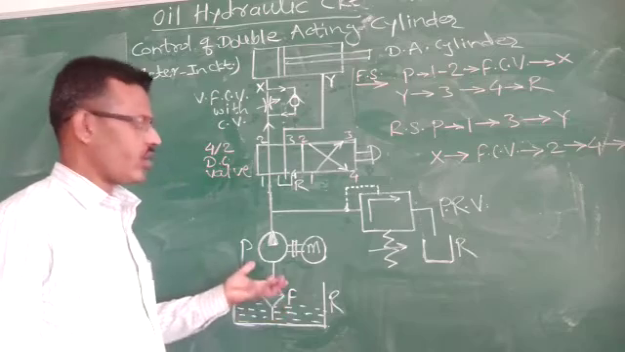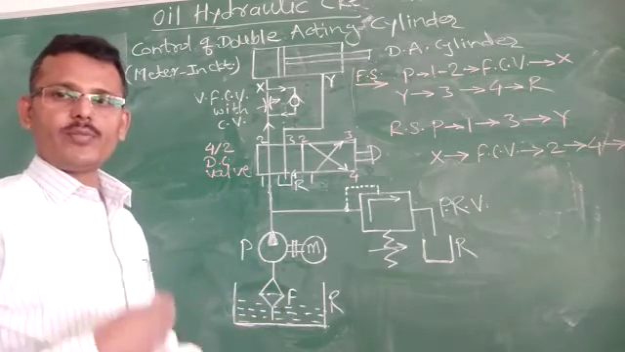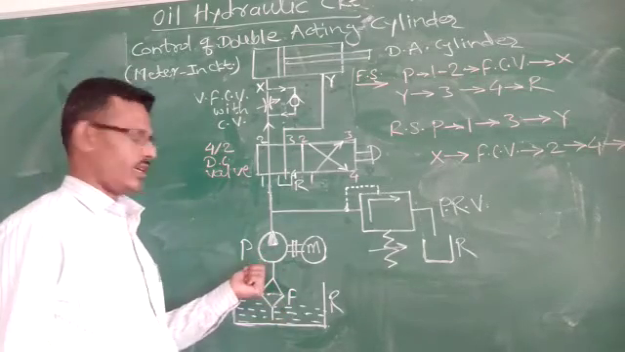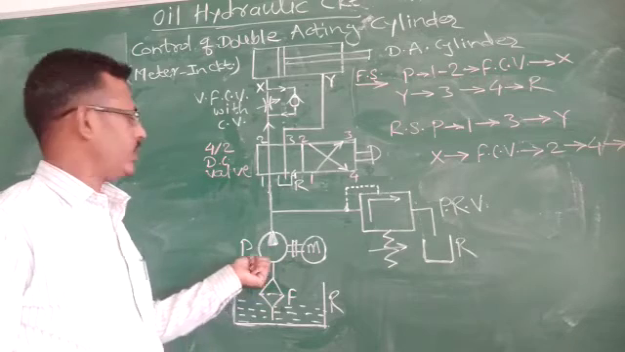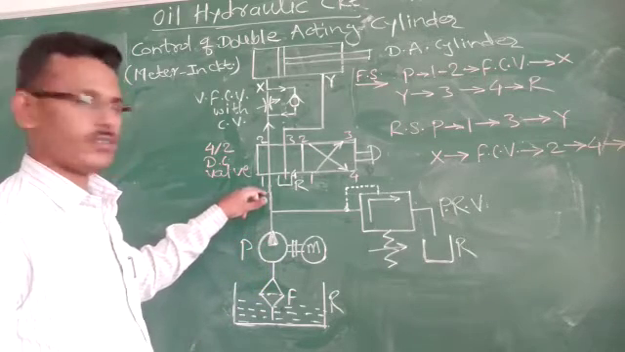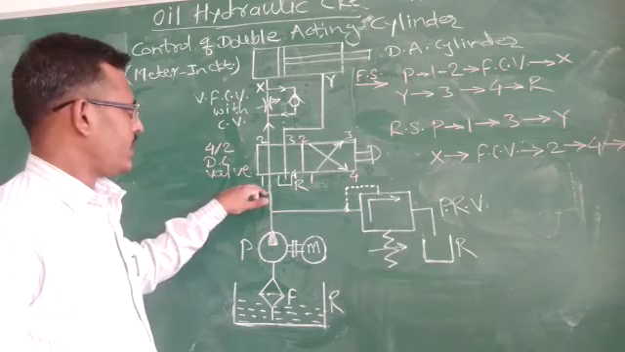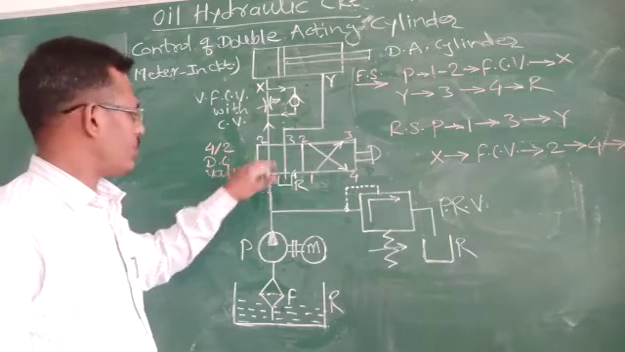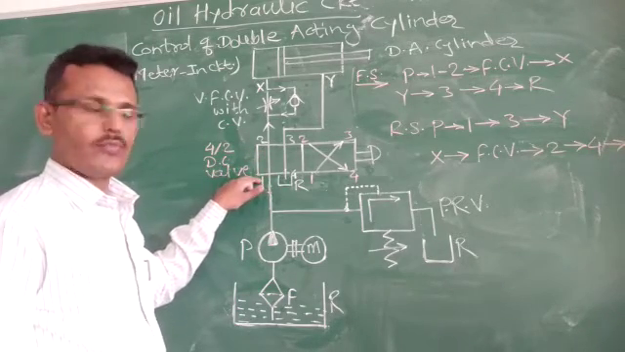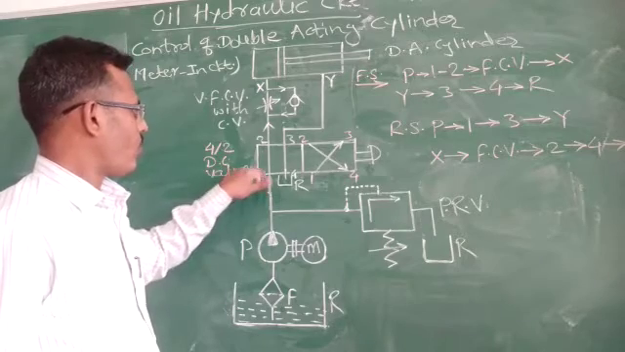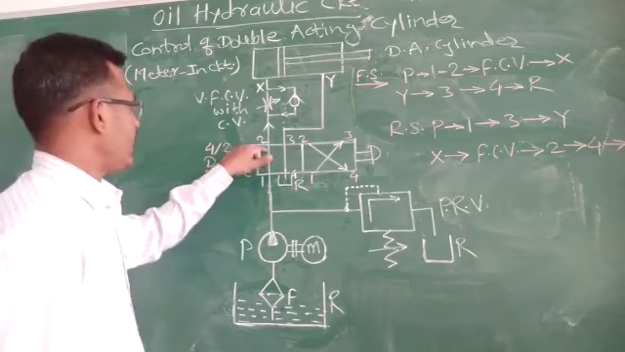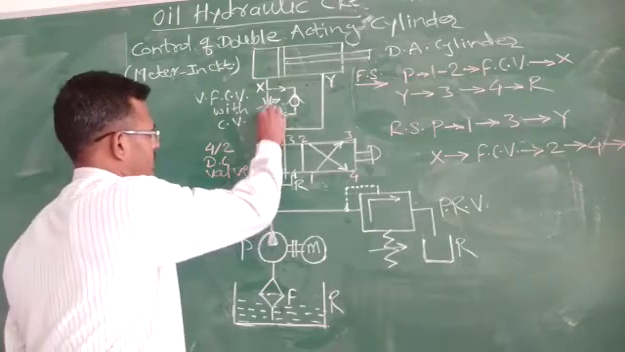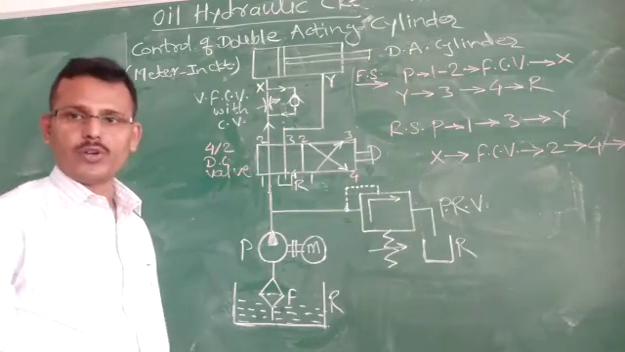When it sucks the oil from the reservoir, after that it will increase the pressure of the oil, and that pressurized oil passes through this line. That is, it will enter the direction control valve through its inlet port number 1. Then it will flow from port 1 to port 2. Then next, it will pass through the variable flow controller.